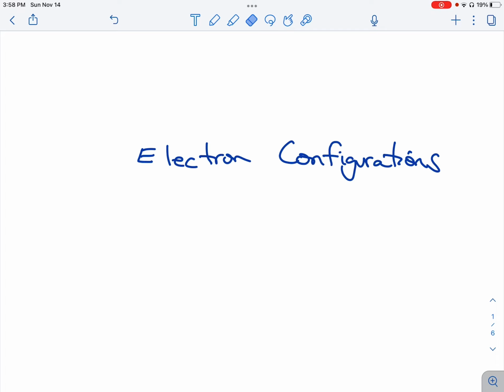So just some basics. Electron configurations means how the electrons are organized within an atom or an ion. And the electrons exist within various regions of space within the atom. Those regions of space are known as orbitals. And the orbitals come in 4 different flavors, S, P, D, and F.